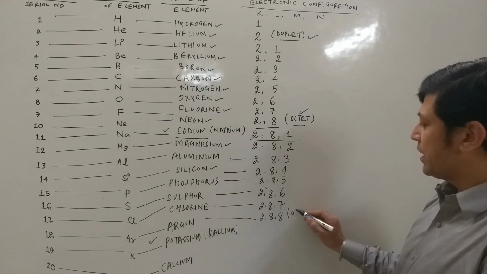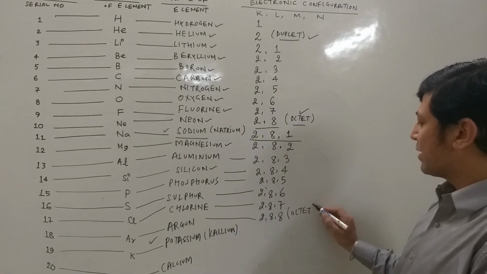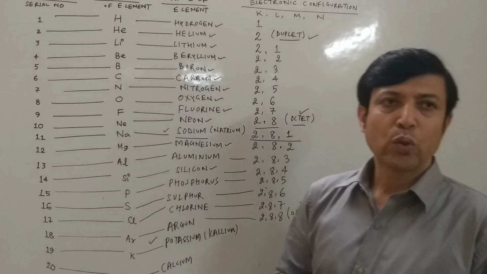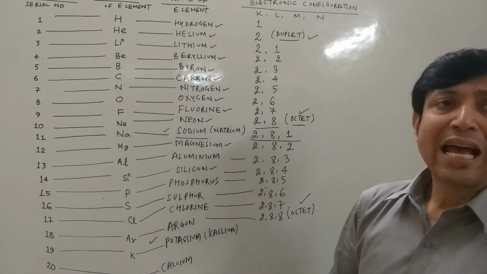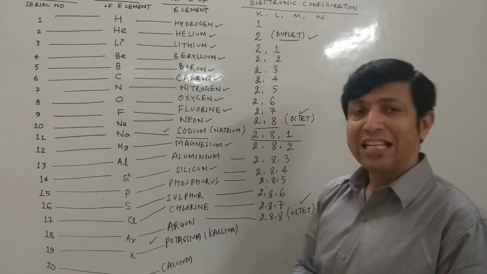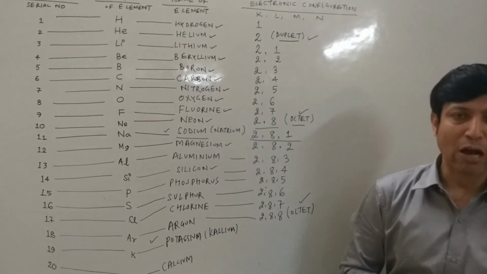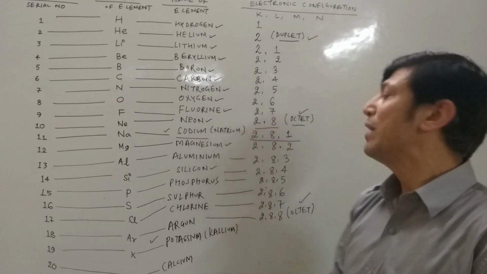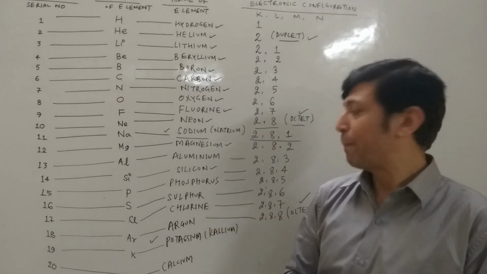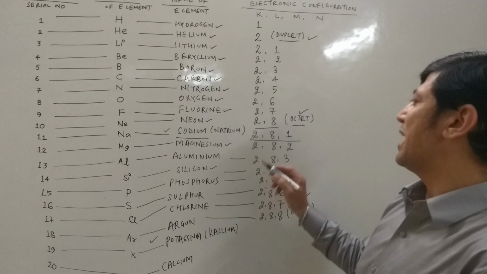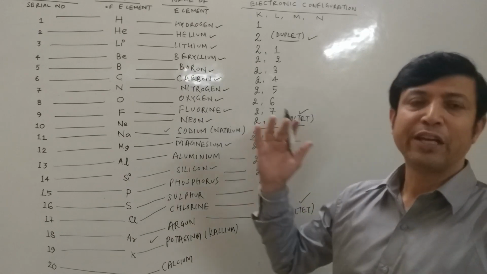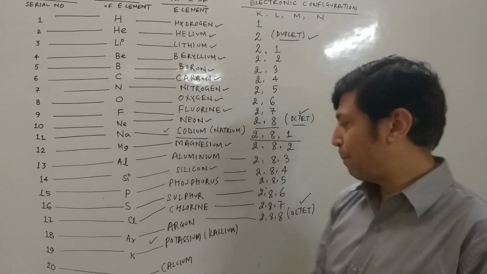Again, we can see that in case of argon, the octet is complete. So its K shell has maximum 2 electrons, L shell has maximum of 8 electrons, and M shell also has a maximum of 8 electrons. So the octet is complete for argon as well as neon, and for helium the duplet is complete, right?